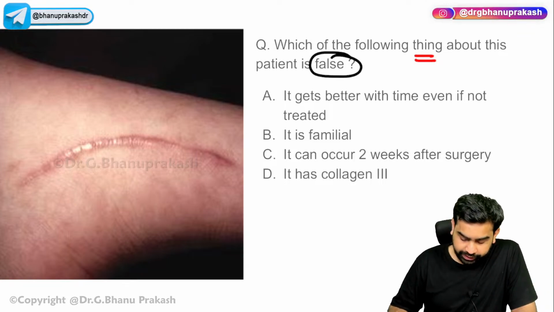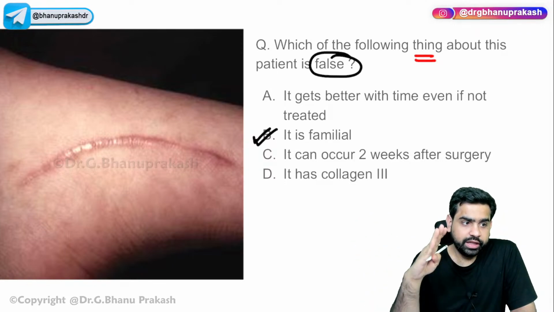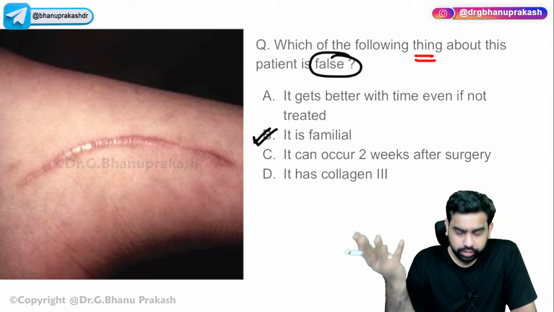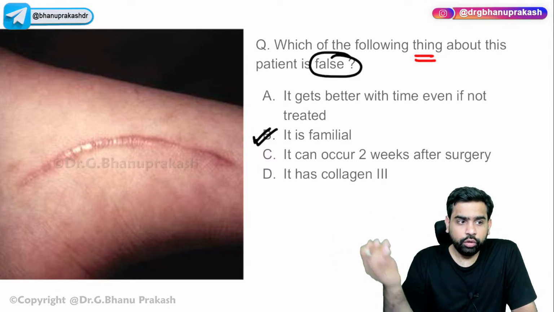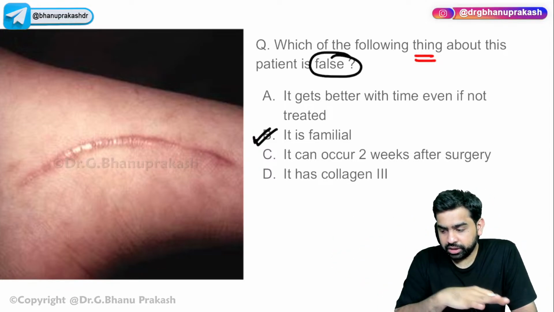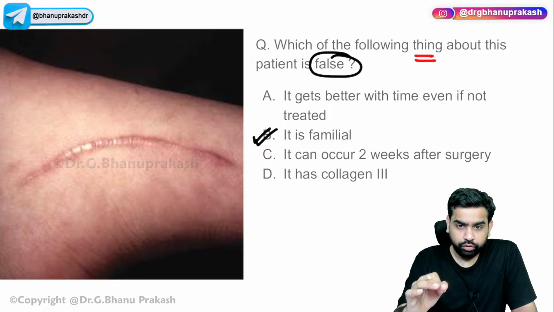Yes, the answer is B. It is not familial, guys. Keloid is something which is slightly associated with familial association. But I'm pretty sure that you understand what a hypertrophic scar is. A hypertrophic scar is basically a raised scar which remains well within the boundary of the wound. That is a hypertrophic scar.